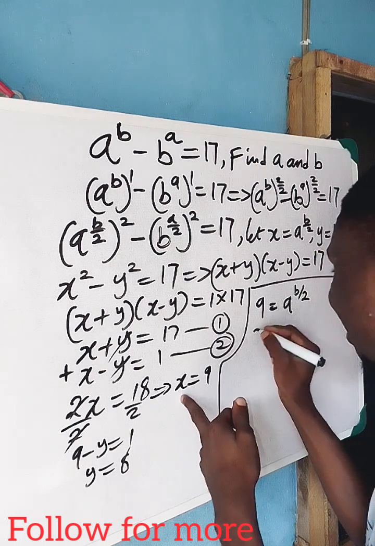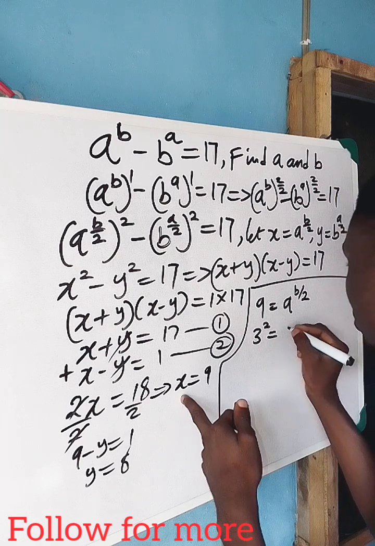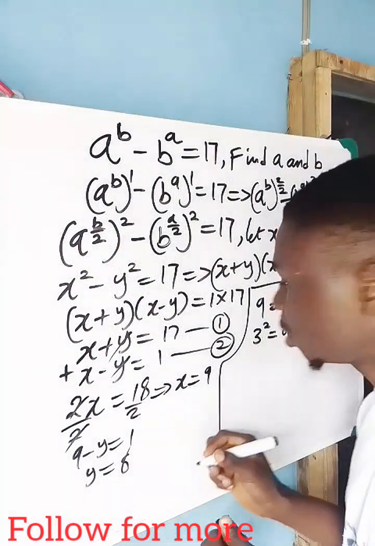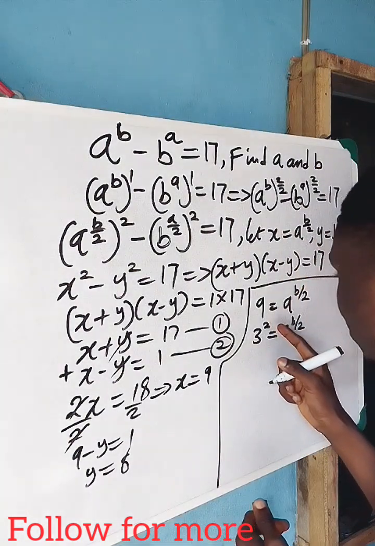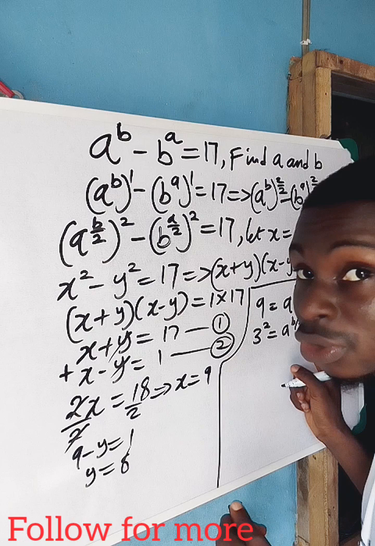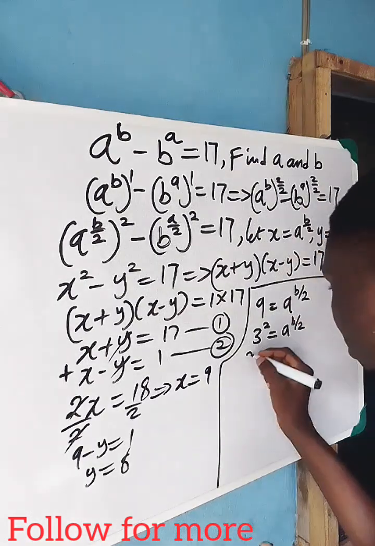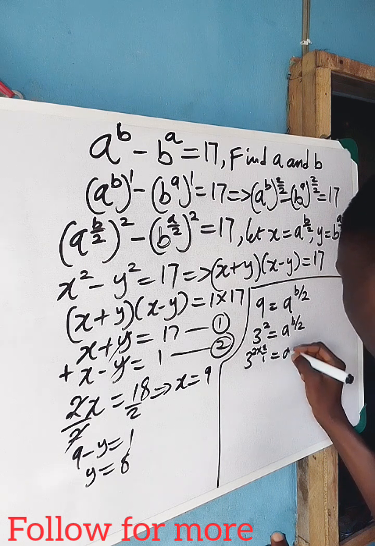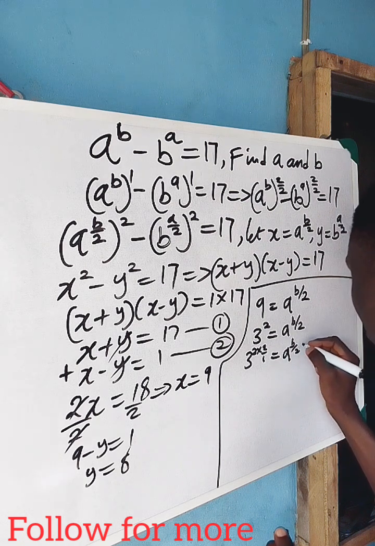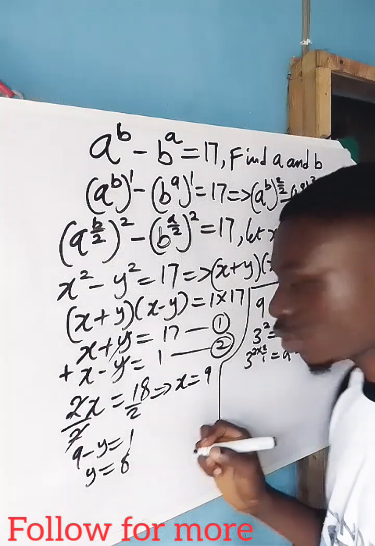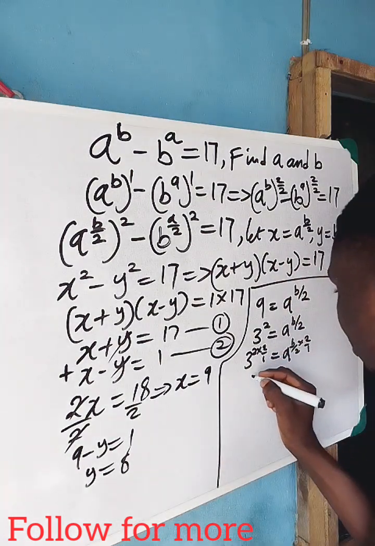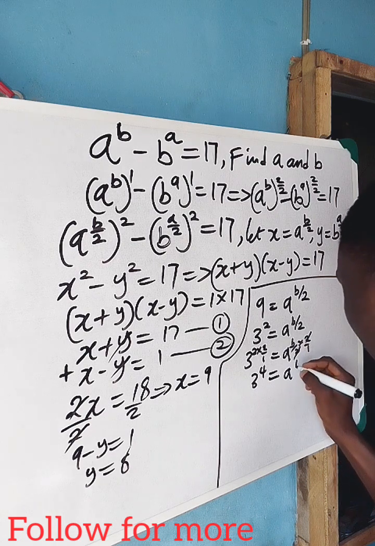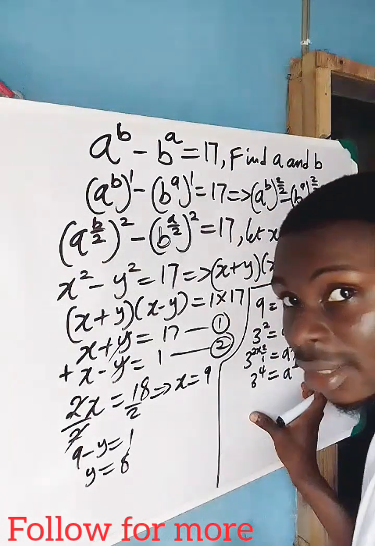Now this 9 can be expressed as 3 to the power of 2, which is equal to a to the power of b over 2. Let's multiply both sides by the reciprocal of 1 over 2, which is 2 over 1. So this now becomes 3 to the power of 2 times 2 over 1 is equal to a to the power of b over 2 times 2 over 1. If you multiply, this now becomes 3 to the power of 4 is equal to, these two cancel out these two, and we are left with a to the power of b. Alright, so let's keep this.